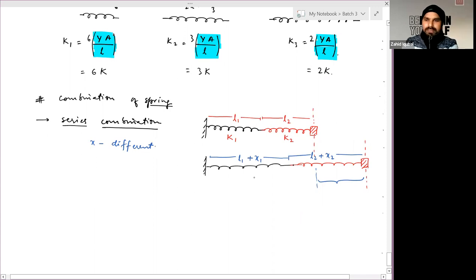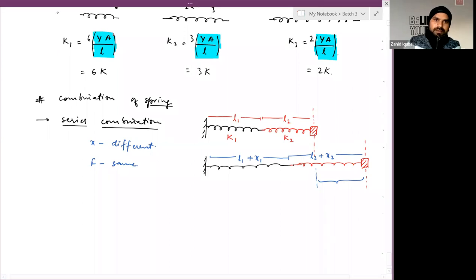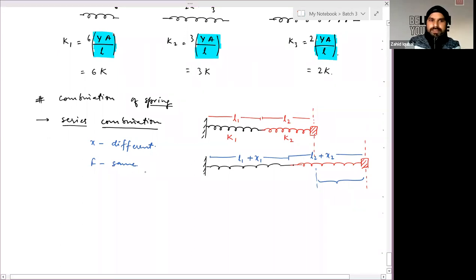Since the spring is massless, for a massless string, the tension at each point will be the same. Similarly, the restoring force for each spring will be the same. So we can say force is the same. This is a property of series combination. So from this part, we can say net displacement equals X1 plus X2.